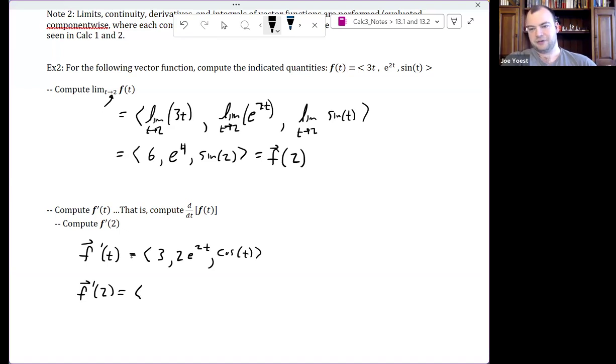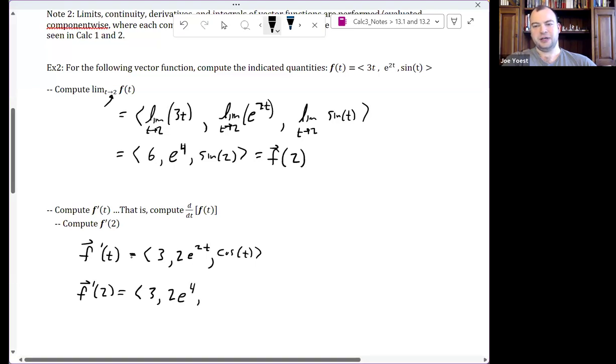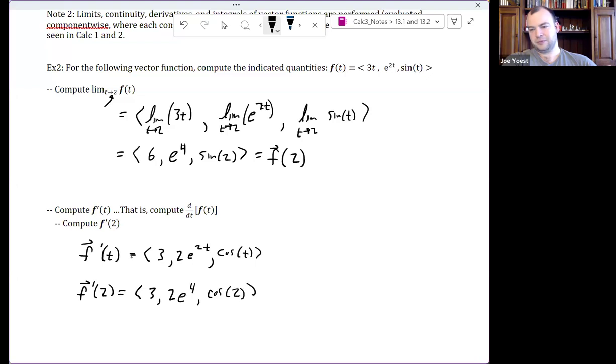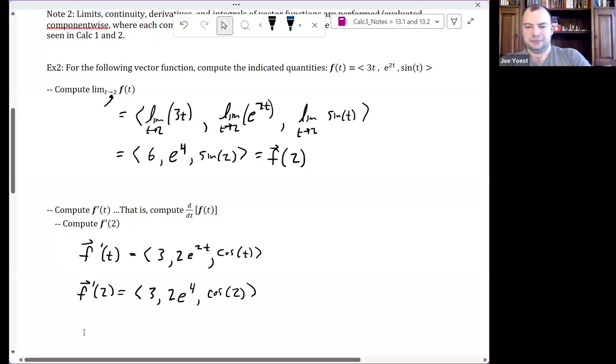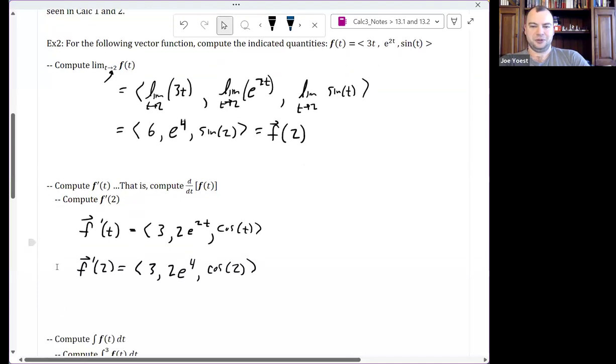So here we have our derivative, f prime of t, and we plug in t equals 2. That doesn't affect the first component, it's just 3. The second component becomes 2 times e to the 2 times 2, or 2 times e to the 4th power, and the third component, cosine of 2. So again, pretty straightforward. We basically just do Calc 1, but 3 times. Once for the first component, once for the second, once for the third component.